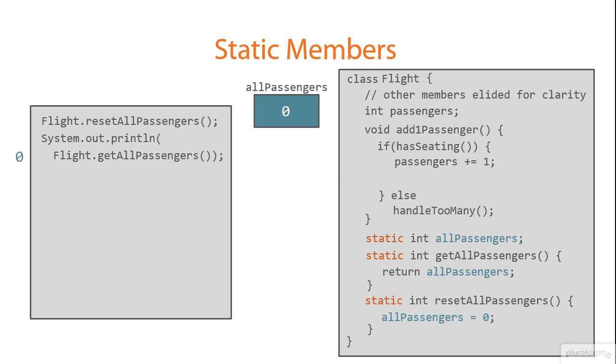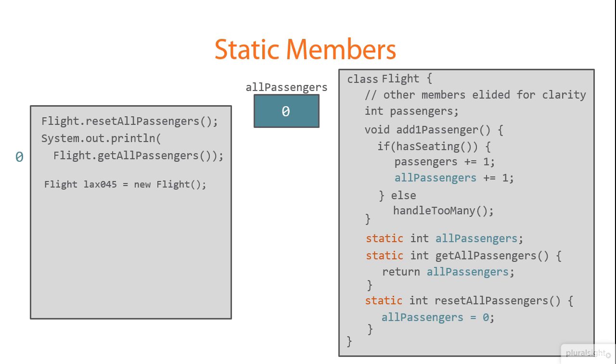Well, in our add one passenger method, just below where we increment passengers by 1, we'll simply add 1 to all passengers. See, we're not really interacting with it any differently. What's going to change its behavior is the way its storage is managed. Let's say we now have our flight LAX 045.